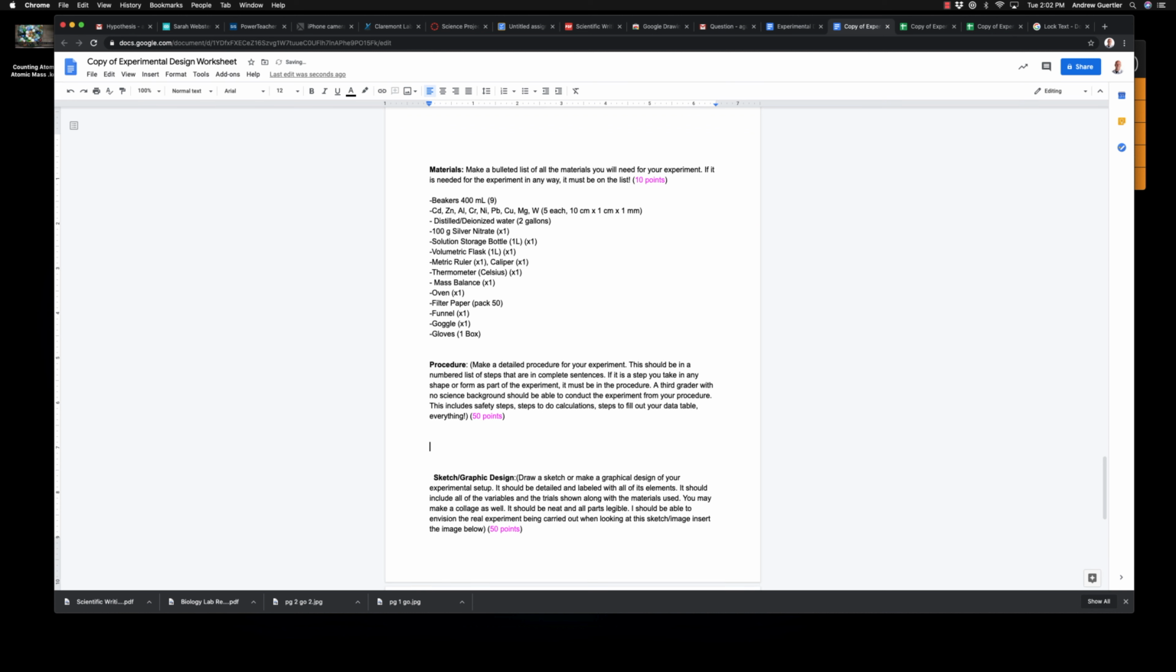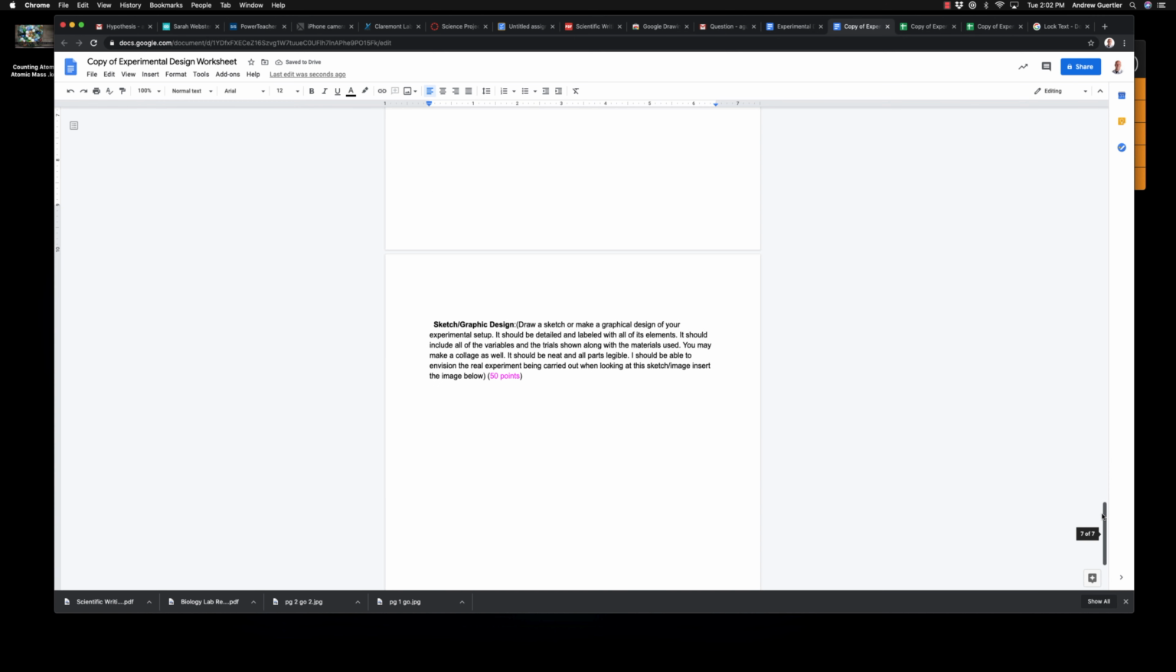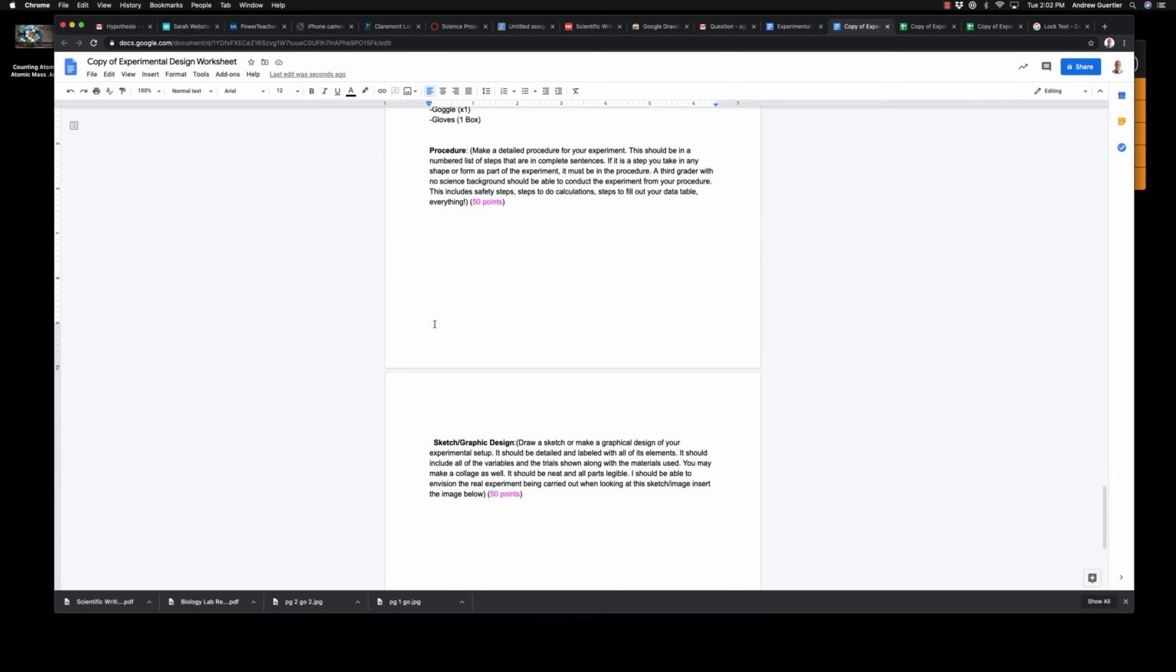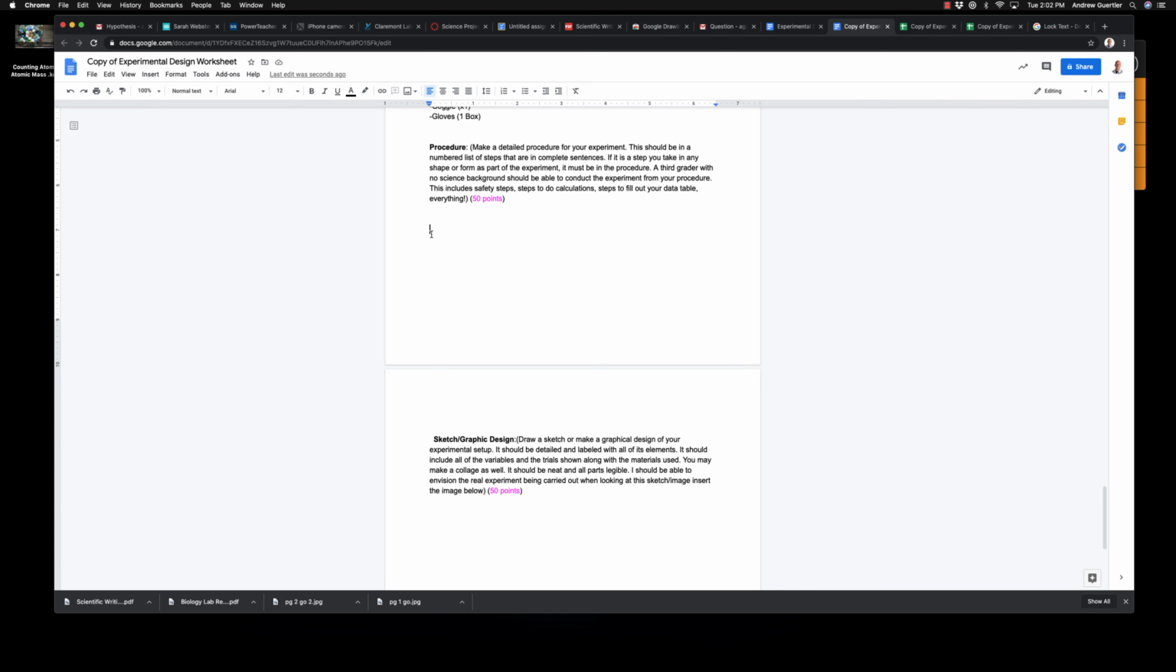Now, this part, the procedure, 50 points. I've already spent a lot of time on the video telling you what to go through, but here, friends, is where you actually carry out your experiment. Usually, this is something that you write out as you're doing your experiment, okay? So I'm not going to spend the time to do this. This is going to be long. It is a numbered list, and you literally write out everything in detail, step by step.